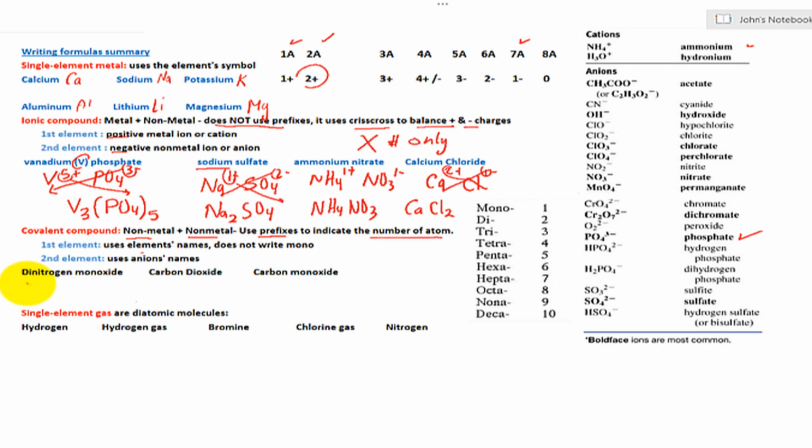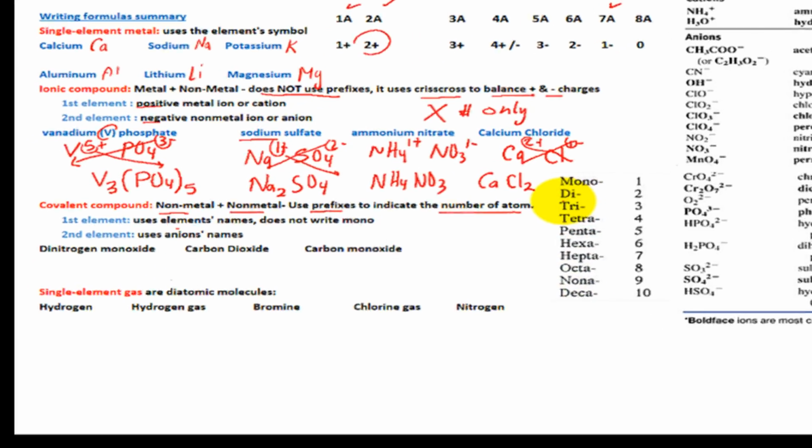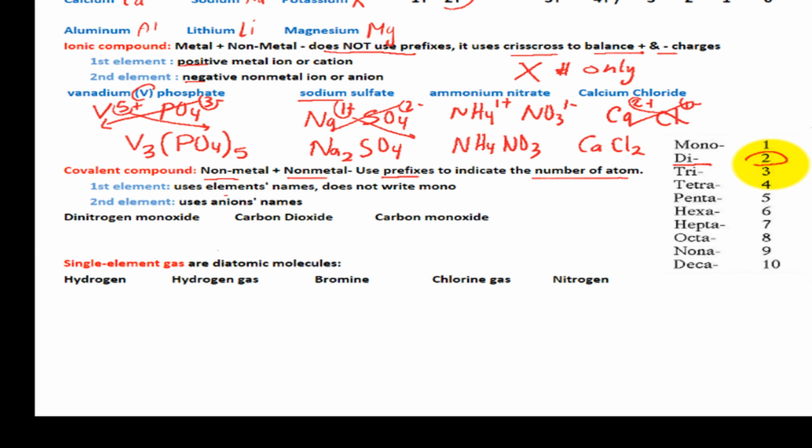Here we have dinitrogen monoxide. And here's our prefix. The prefix di represents our 2, so we have N2. And then we have monoxide, where mono is 1, so we just have O. When it's 1, we don't have to write anything.